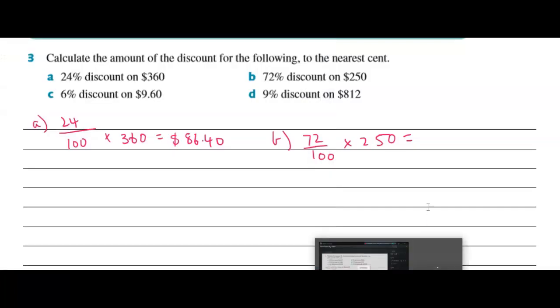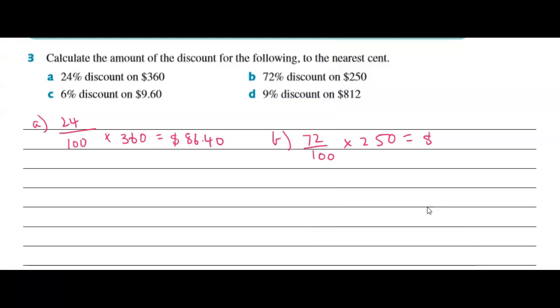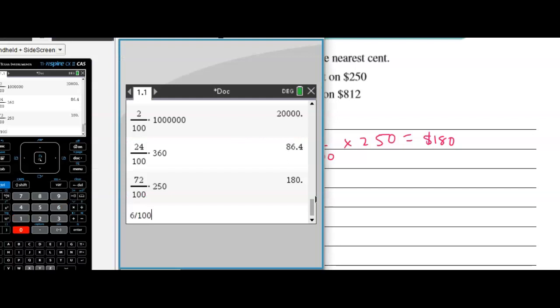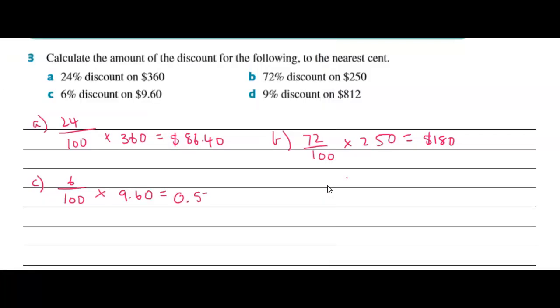Okay, so $180. Question C, 6%, so 6 over 100 times $9.60. Doing that on the calculator, 6 over 100 times $9.60, we get 0.576. I'm going to write that down. Now we're dealing with money, so we've got to round that to 2 decimal places. So it's going to be $0.58, because the 7 rounds up.